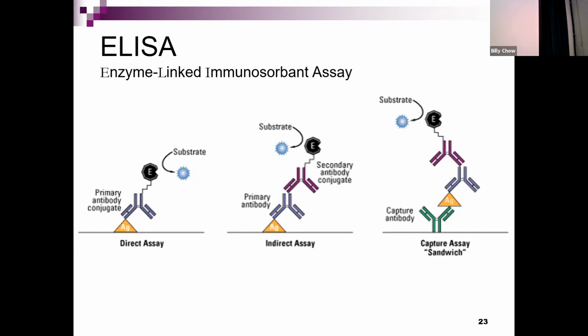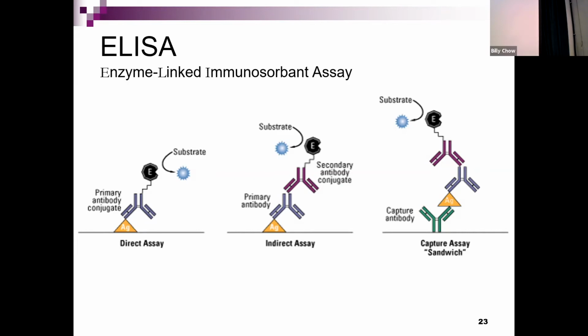But commercially, because they're producing a lot of the ELISA kits, like pregnancy test kits, then they can directly label the primary antibody for detection purpose. Okay, so antigen primary antibody already conjugate with an enzyme. You can therefore directly test the presence of the antigen and the primary antibody complex by putting in substrate and see a color.